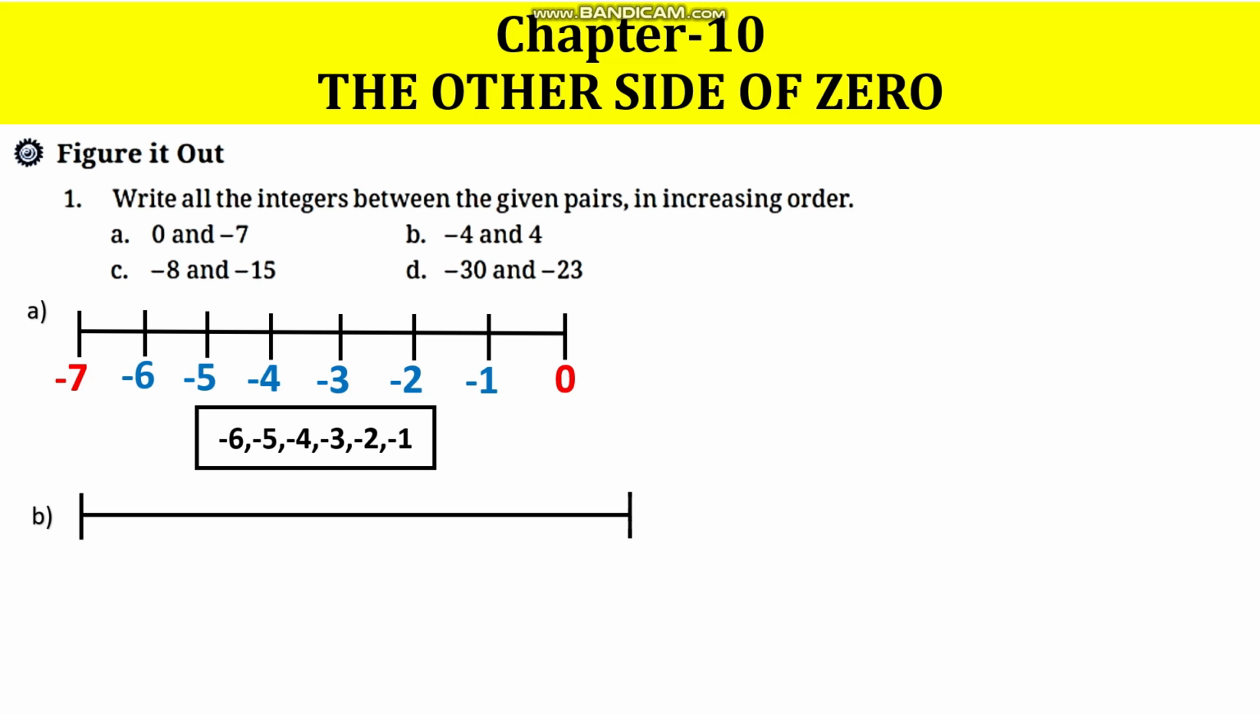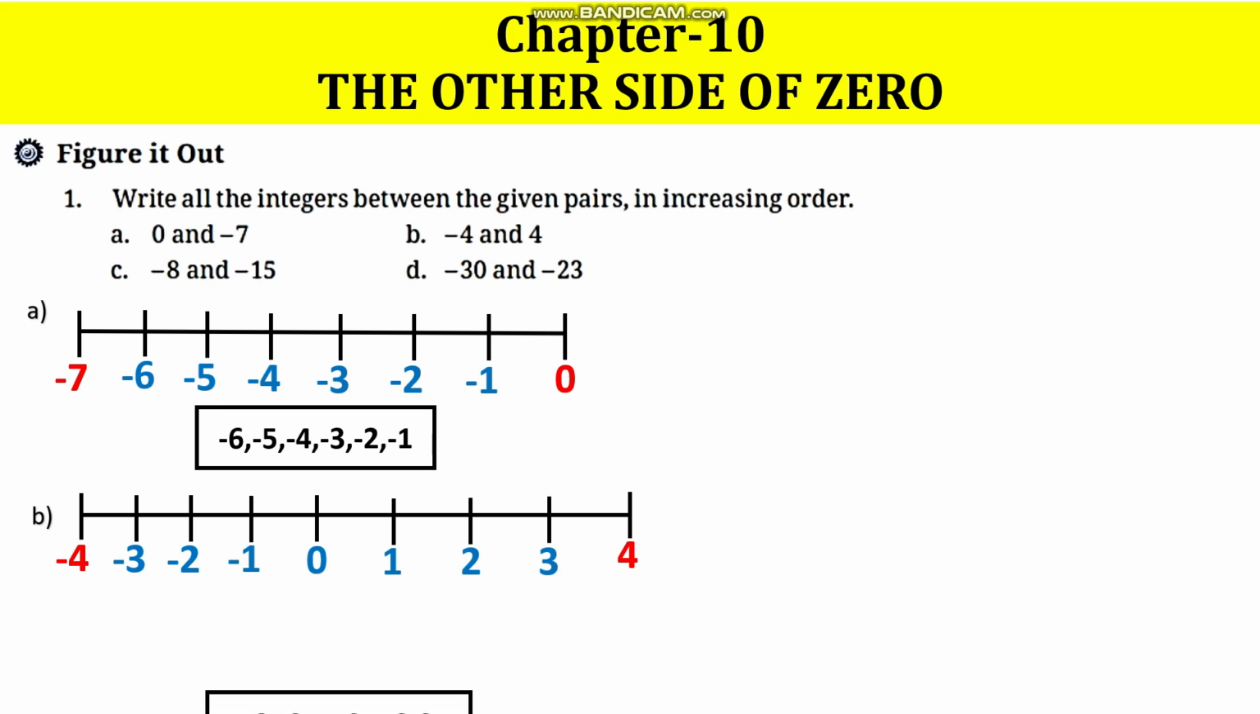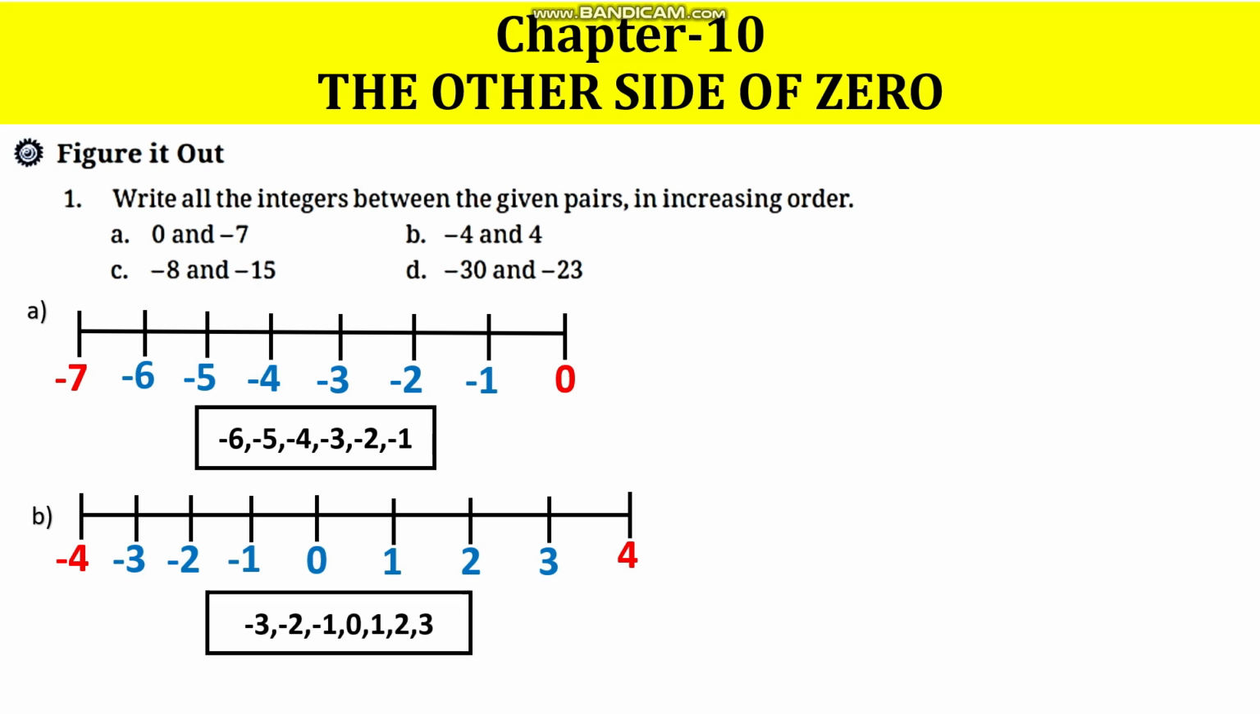Next, we need to write down the integers between -4 and +4. Again, before 4 comes 3, before 3 comes 2, then 1, then 0, then -1, then -2 and then -3. And when we write it in increasing order, it becomes -3, -2, -1, 0, 1, 2 and 3. So these are the integers in increasing order between -4 and +4. Similarly, you can do the same thing with C and D.